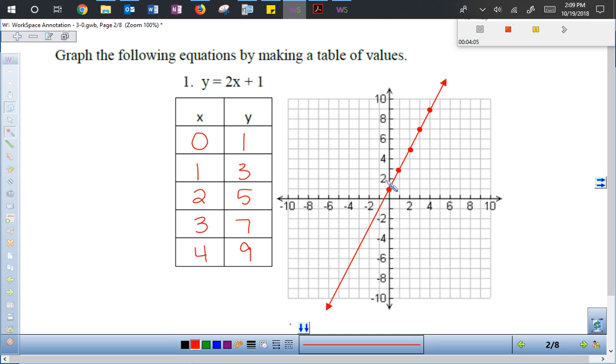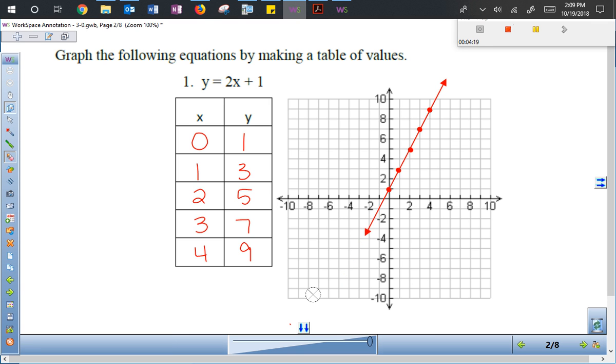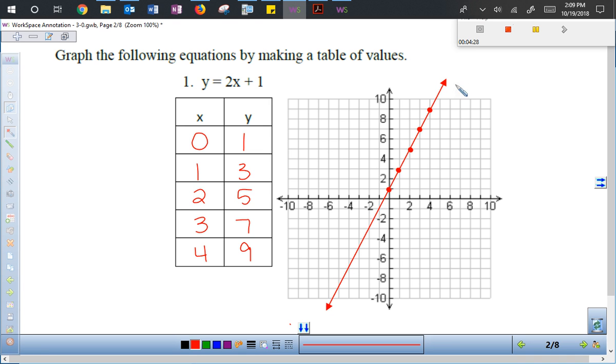I don't want to see any of this where it's just partly in the graph. That, to me, says that my line stops. Well, I don't want it to stop. I want it to go all the way through. And then we always need to end our line with arrows. That way we show this goes on forever and ever in both directions. And here we have the graphical representation of y equals 2x plus 1.